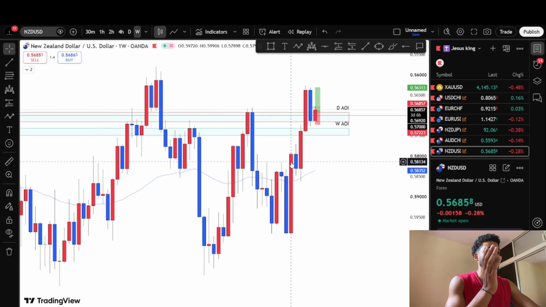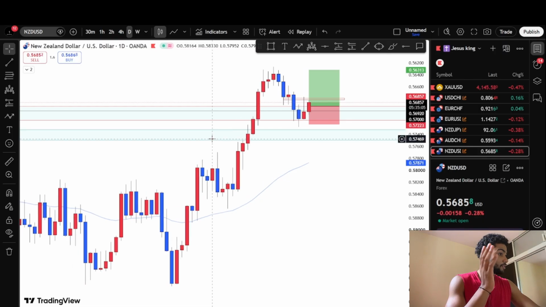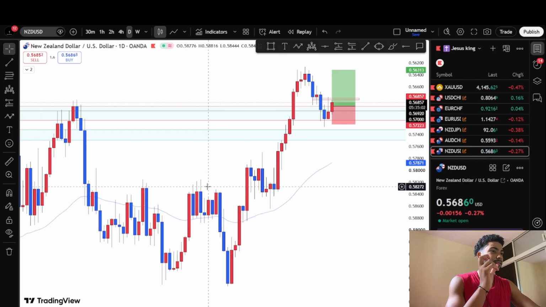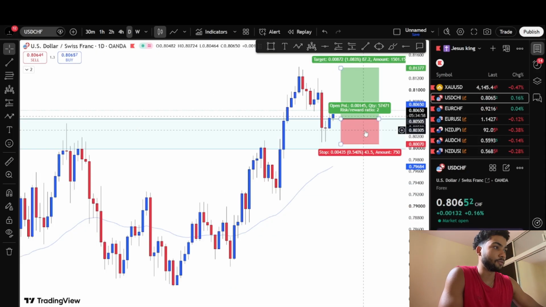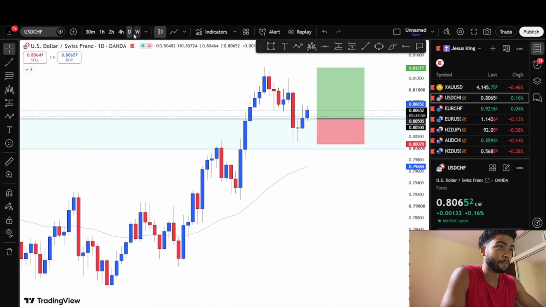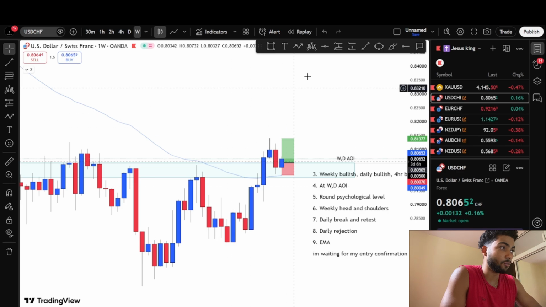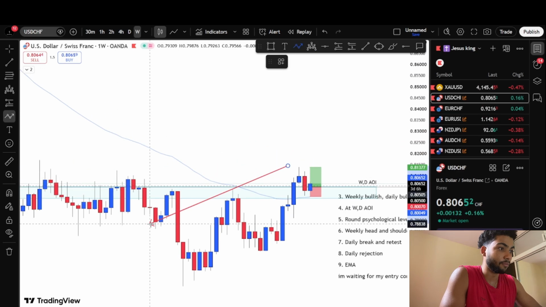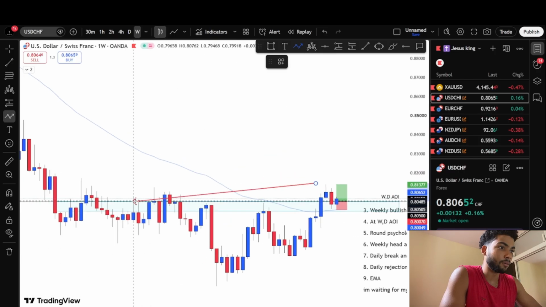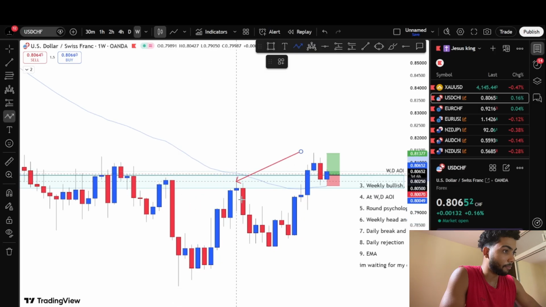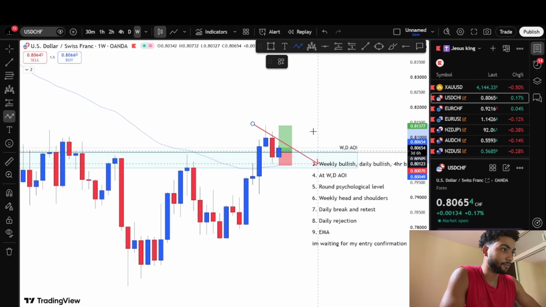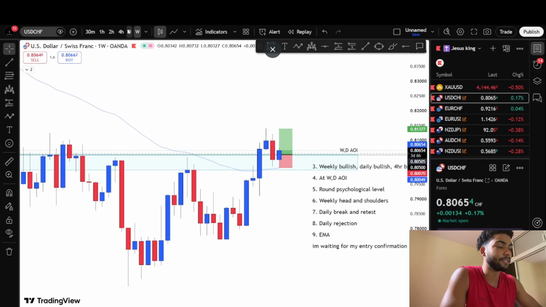But at the same time, it's pretty much the same trade. As you can see, if I inverted this trade, they kind of look the same. But yeah, let me explain why I'm interested in taking this position. The weekly time frame is bullish. We are above this area of interest right here, which is the neckline of this inverted head and shoulders. Whenever we're below this area, we head down. We broke above it, and we are retesting this zone.